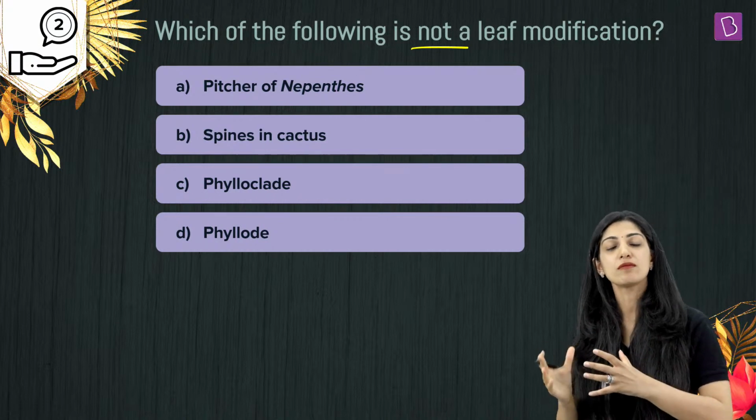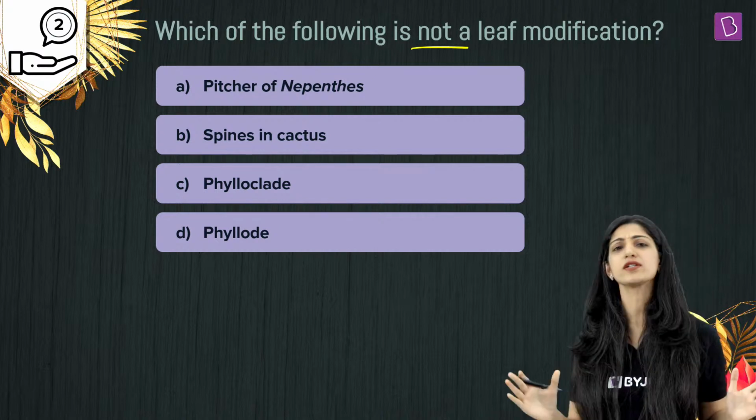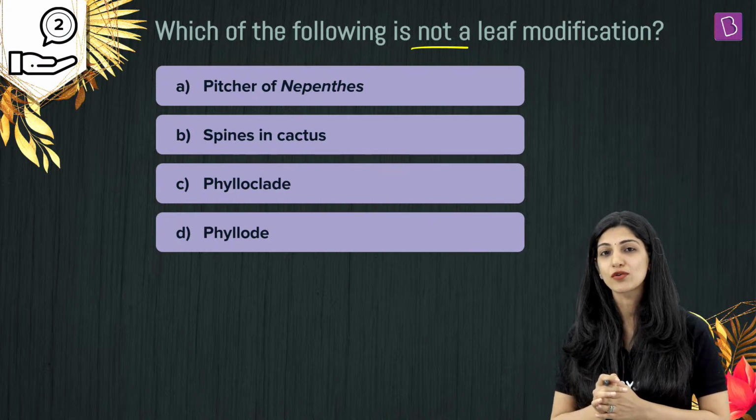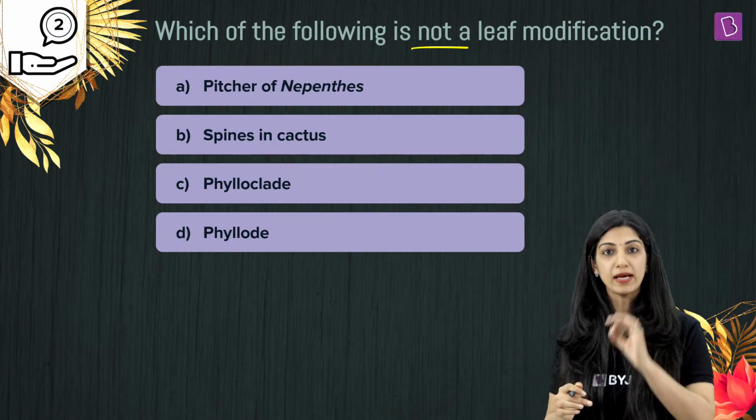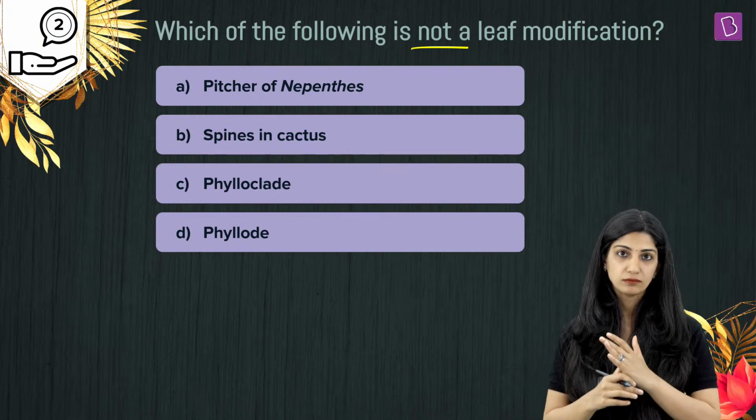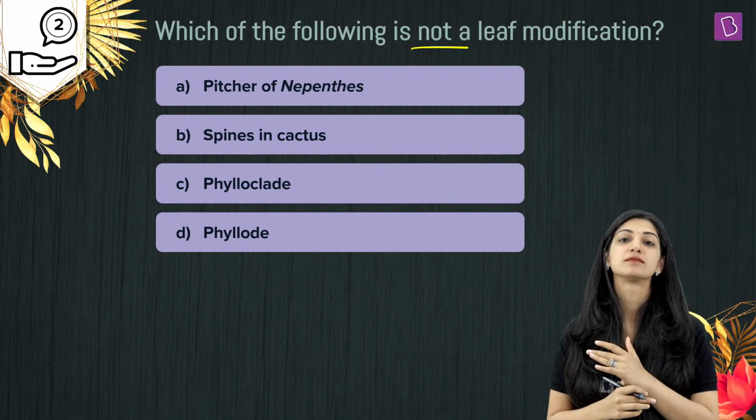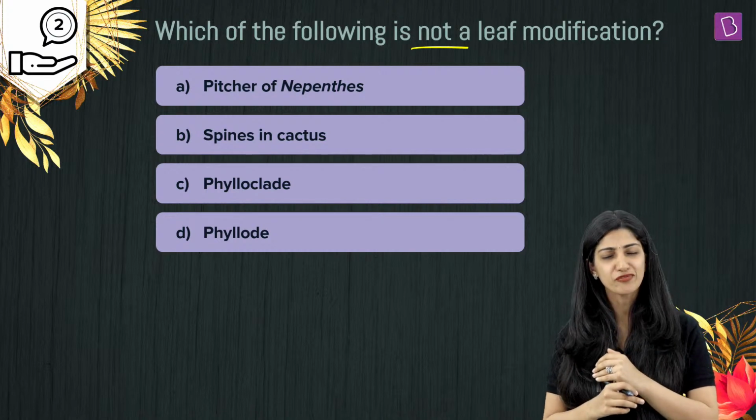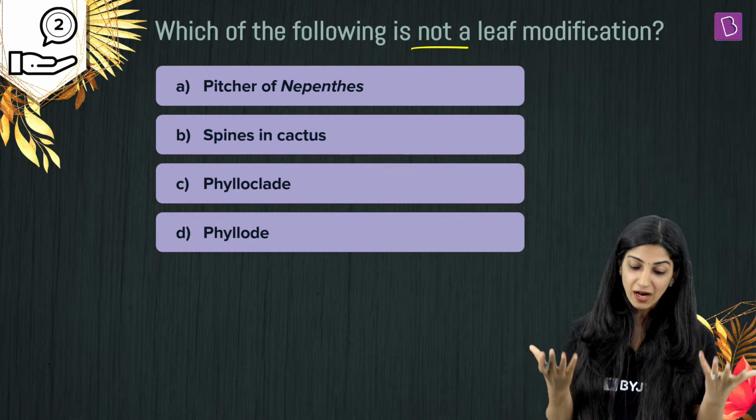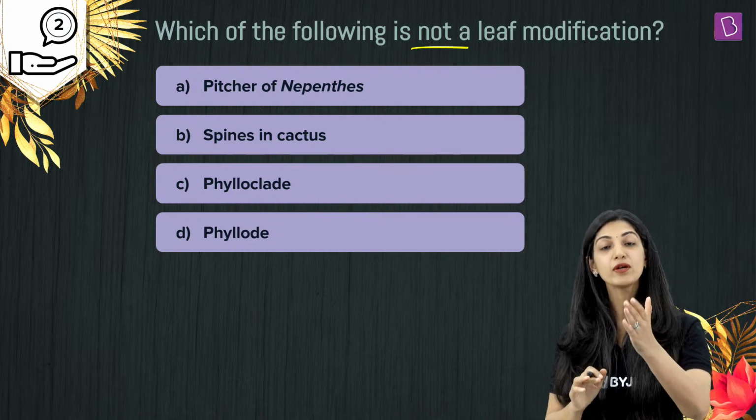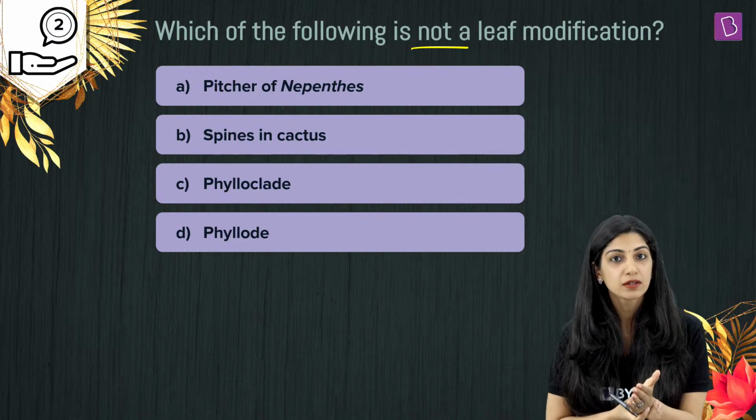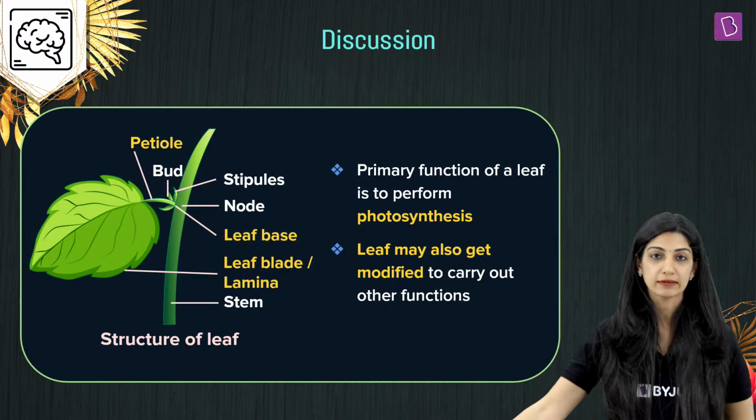That is when you come home and say, ma'am, the paper was very good, I'm definitely going to score this much, and when you get the result, that's not true. So let's apply the strategy. Read the choices. Picture of Nepenthes. Spines in cactus. Phylloclade, my favorite. Phyllode. Some people are saying, ma'am, what is all this, I can't understand anything. This class is for you, because you people are working hard, I believe that, but we forget to revise. So let's do it.